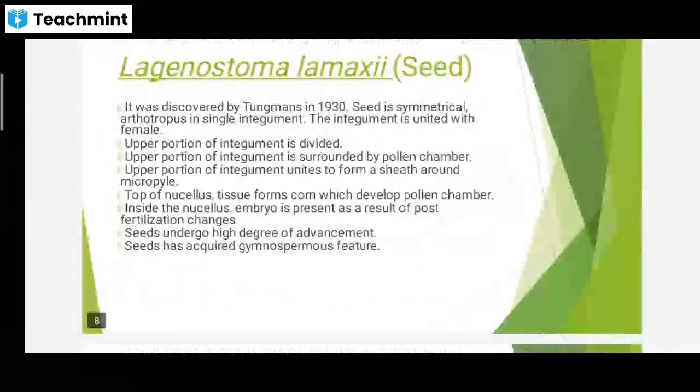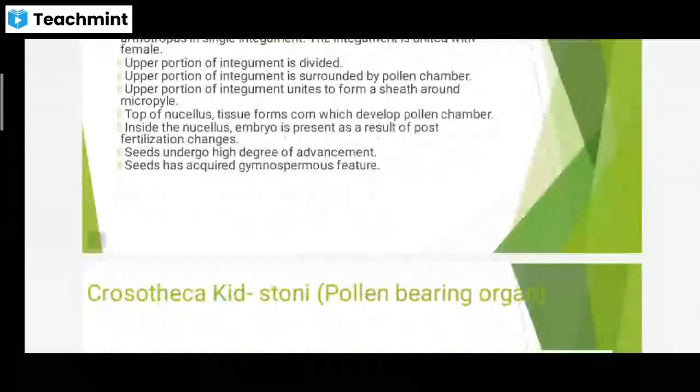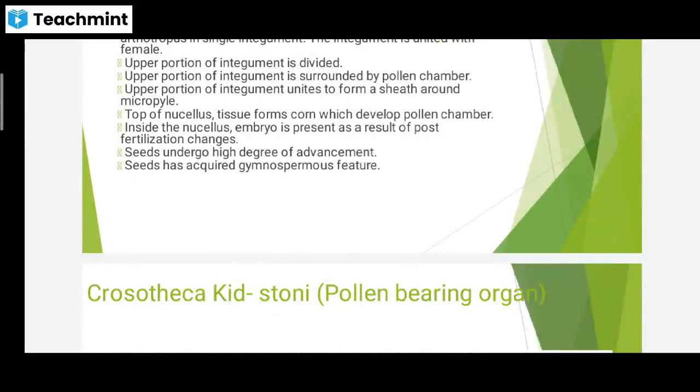Upper portion of integument is divided. Upper portion of integument is surrounded by pollen chamber. Upper portions of the integument unite to form a sheath around micropyle. Top of nucellus tissue forms a cone which develops pollen chamber.